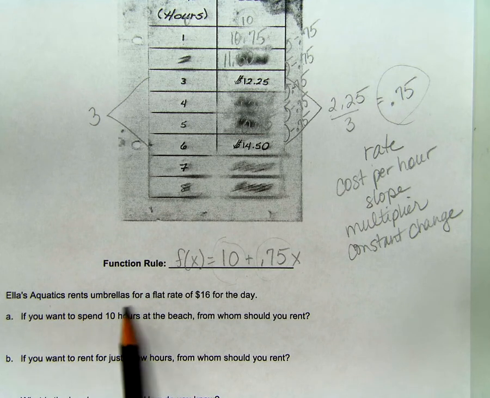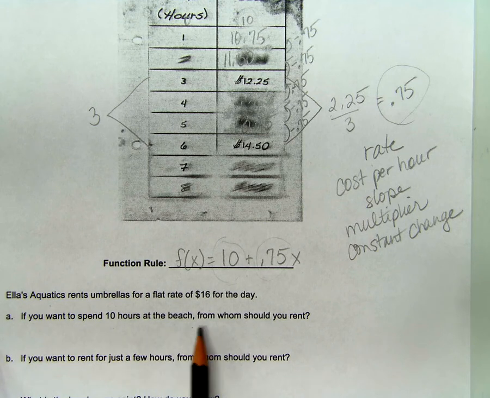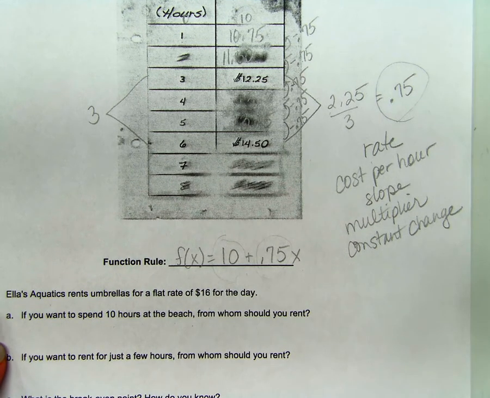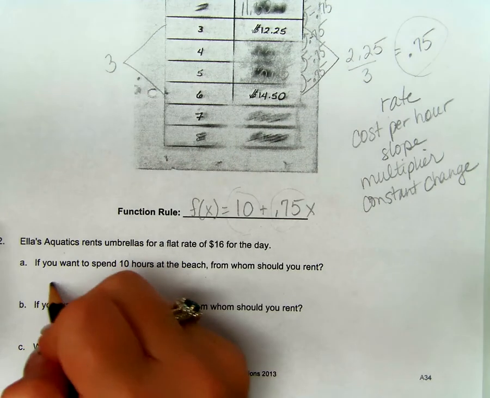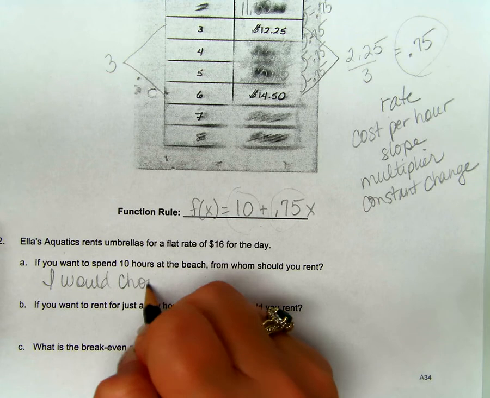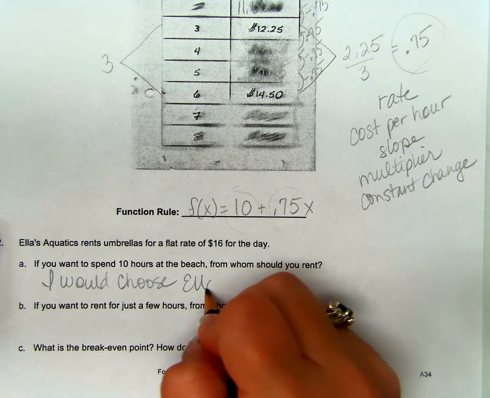Ella's Aquatics rents umbrellas for a flat rate of $16 for the day. So it doesn't matter how long you have the umbrella, it's $16, period. If you want to spend 10 hours at the beach, from whom should you rent? What? Why? So how are we going to answer the question? I would choose who? Ella? Because?